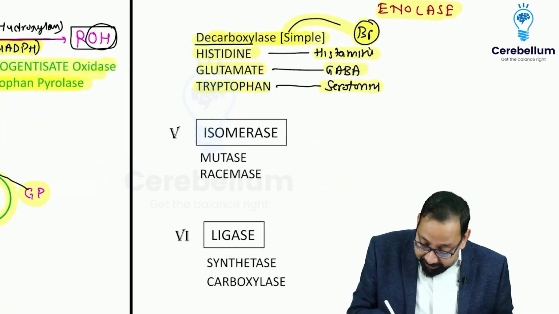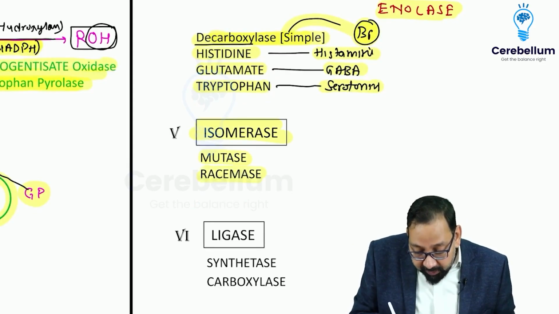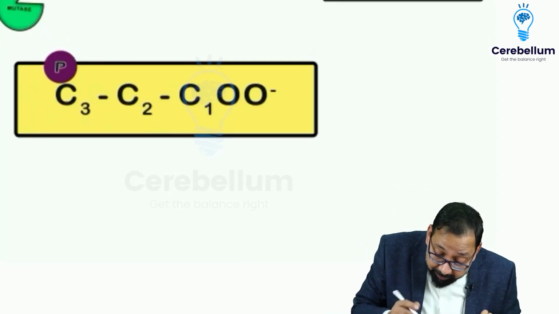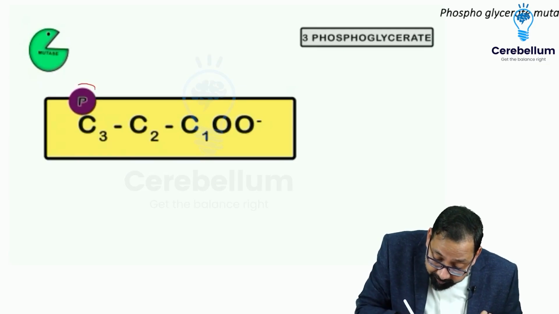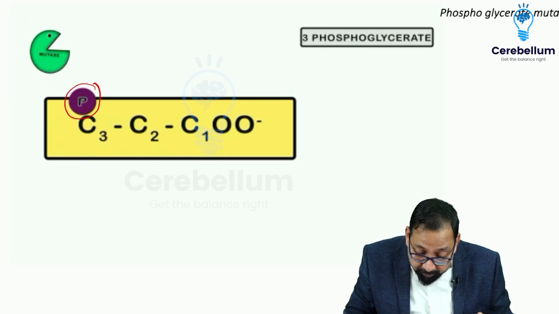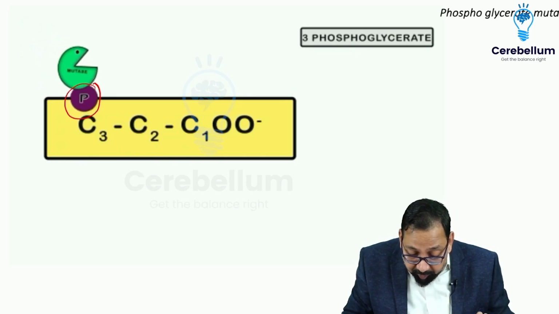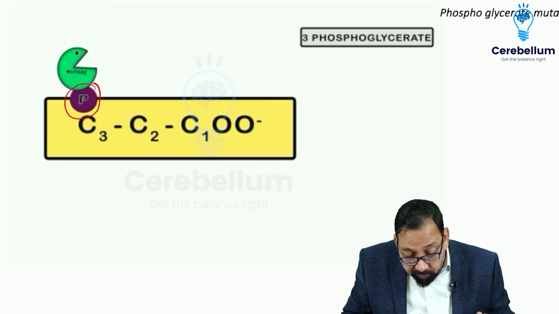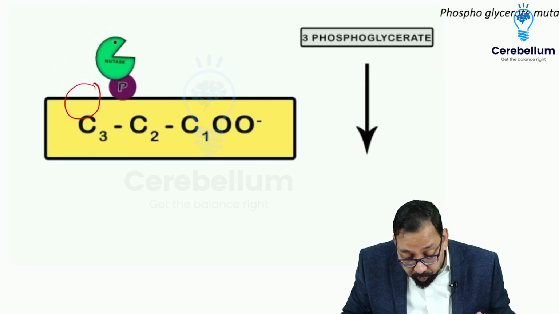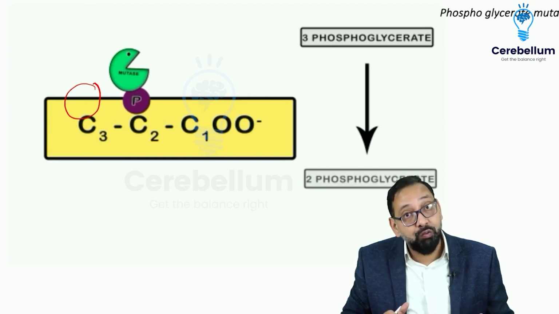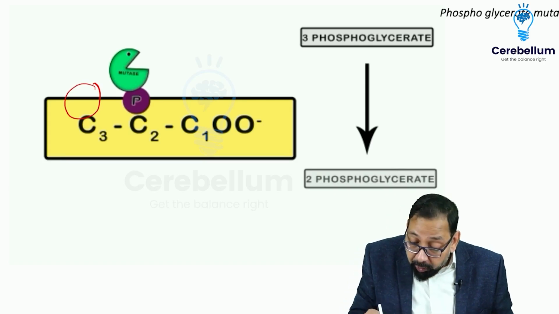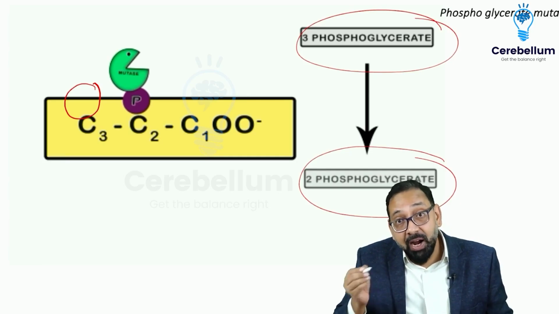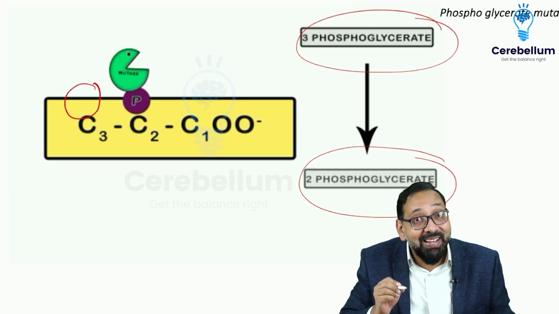Now, isomerase. Mutase is isomerase. Racemase is isomerase. Mutase animation. This is 3-phosphoglycerate, means phosphate is present at C3. Now the enzyme is mutase. Mutase takes this phosphate from C3 and transfers it to C2. So mutase transfers a phosphate group from C3 to C2, and the resulting compound is 2-phosphoglycerate. So if I ask you, 3-phosphoglycerate and 2-phosphoglycerate, molecular formulas are same. If molecular formulas are same, they are isomers. So mutase is classified as isomerase.